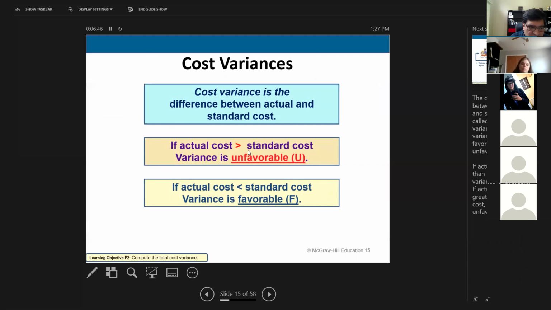So as I said, if actual cost is more than the standard cost, it's unfavorable. If actual cost is less than standard cost, it is favorable variance. For sales, it would reverse.